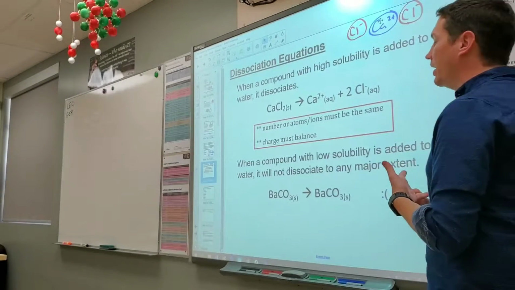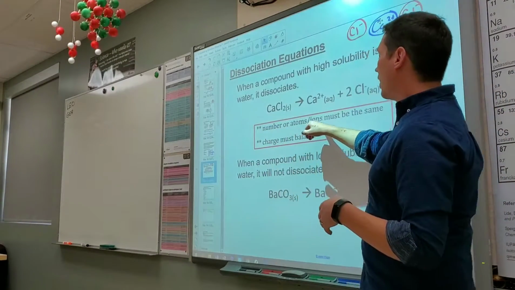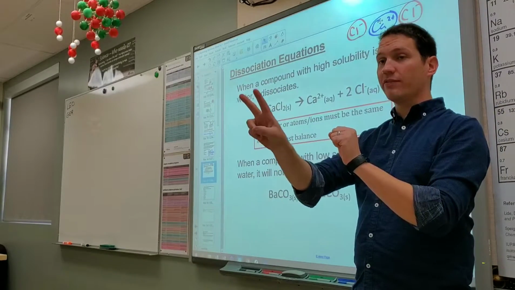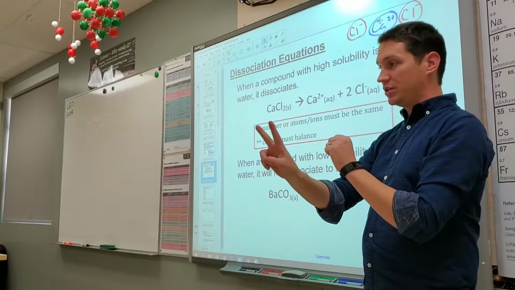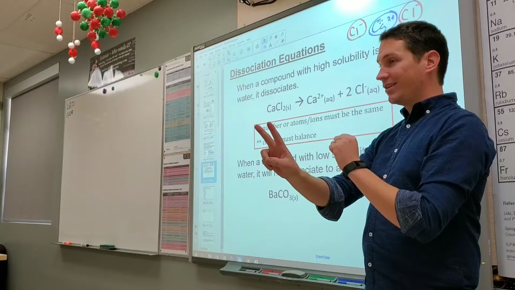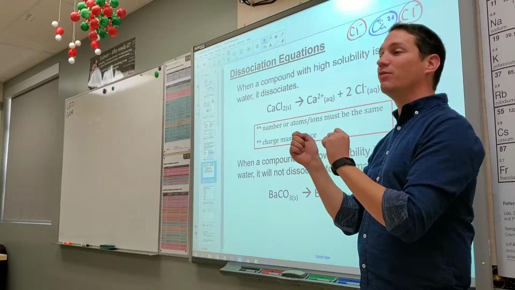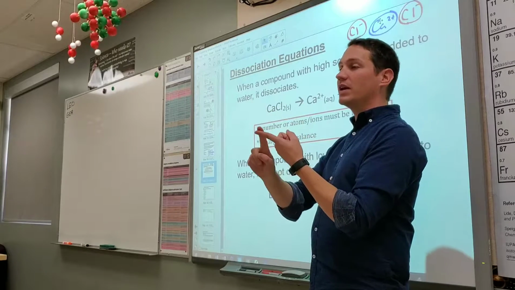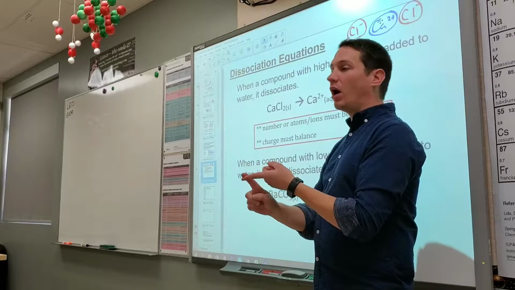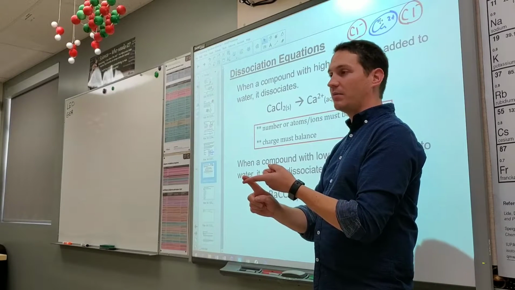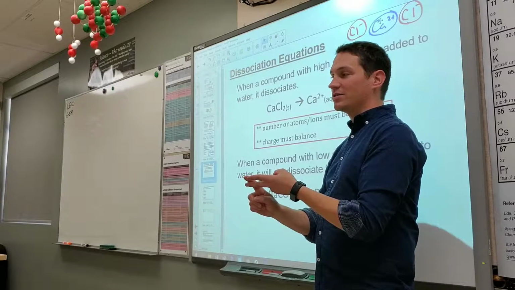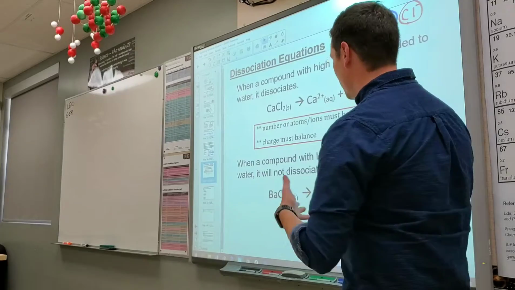Some things to keep in mind. The number of atoms or ions has to be the same. We still need our two rules for any chemical reaction. Do you remember what those two rules for any chemical reaction are? Balancing is a result of one of them, Idris. The conservation of mass. But there's another rule that we always have to abide by every single time. The conservation of charge. Energy is a good guess, but the conservation of charge.